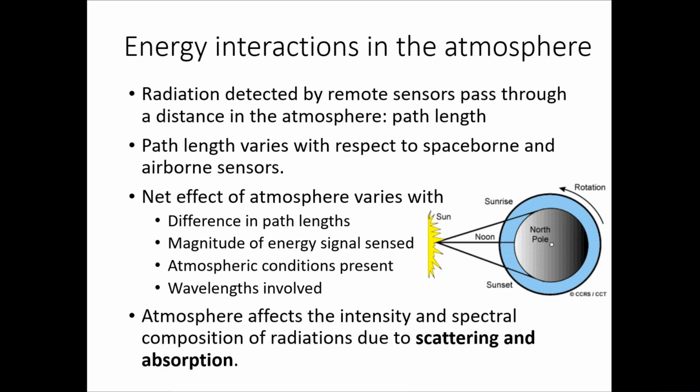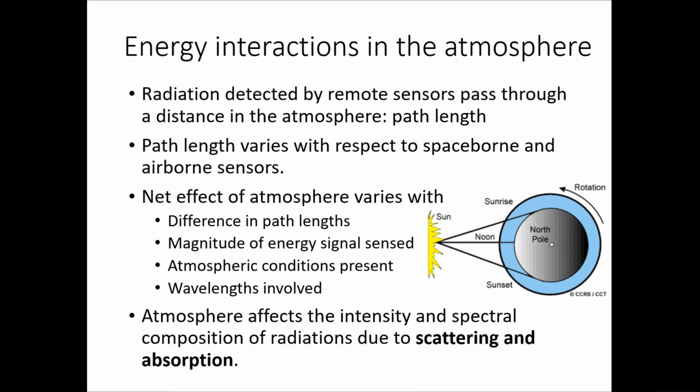These effects are caused by two mechanisms mainly, called scattering and absorption, right? The radiation detected by remote sensors passes through a distance in the atmosphere. That distance, how much distance radiation or energy has to travel through the atmosphere, is called the path length, and that varies with respect to spaceborne and airborne sensors.